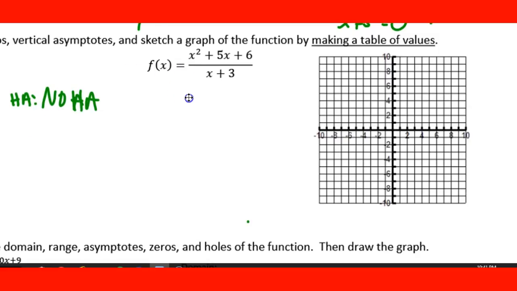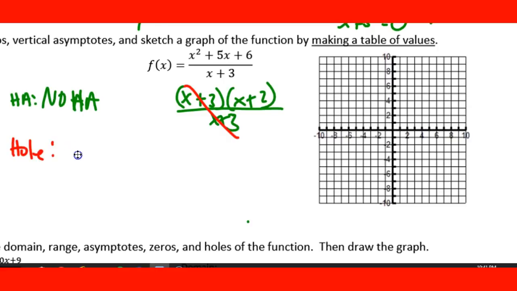Now I'm going to factor everything, and that gives me x plus 3, x plus 2, all over x plus 3. Now, I can cancel out x plus 3. So that tells me that my hole is at x equals -3, because I can set that equal to 0 and solve it. But see how there's no more factors in the denominator? That means there's no vertical asymptote.